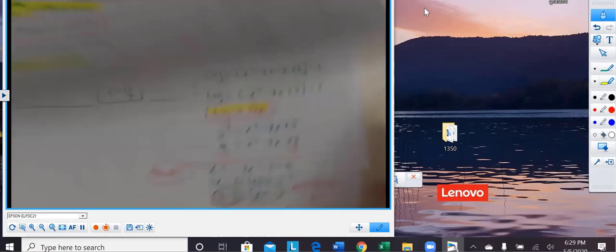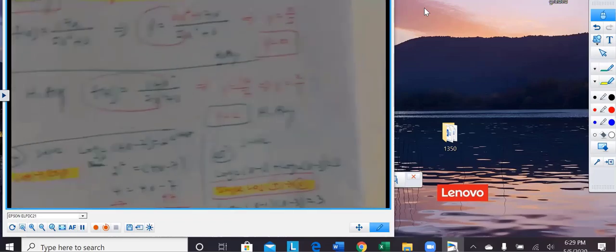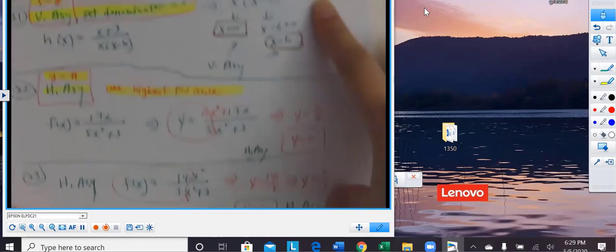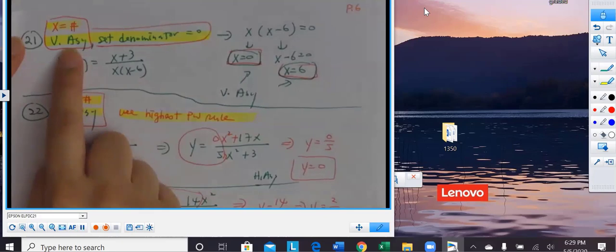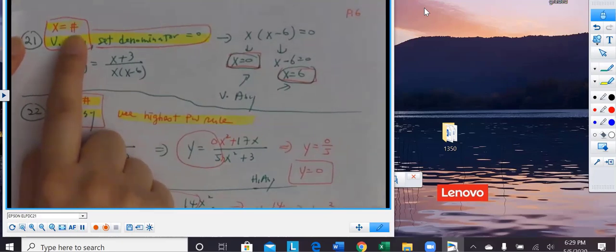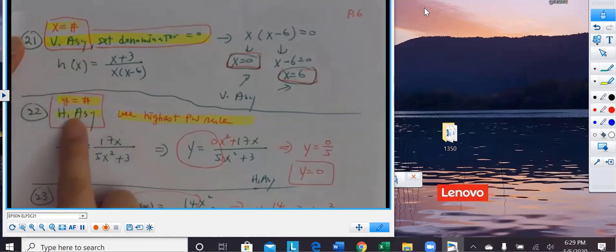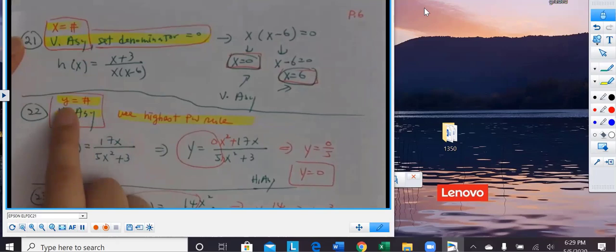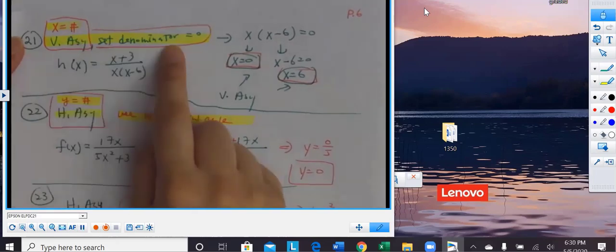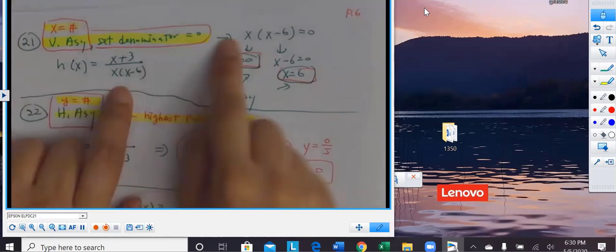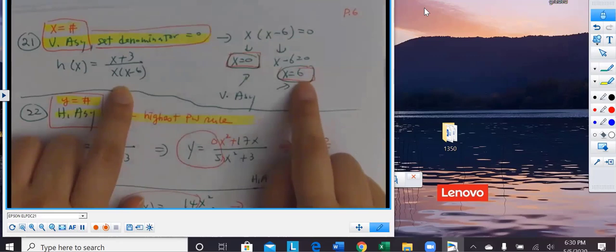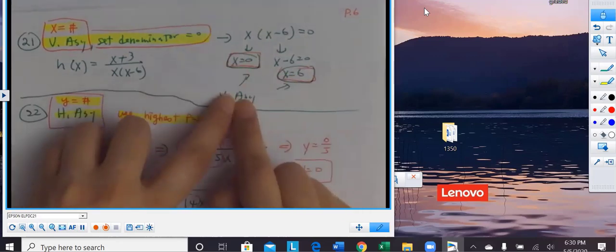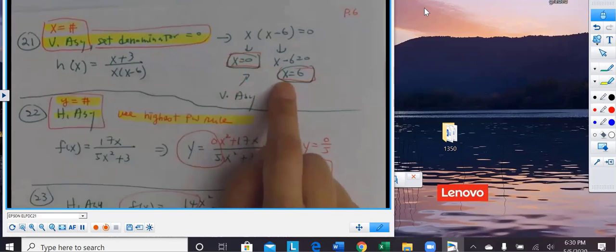Okay, so numbers 21, 22, and 23 are about the asymptote. If they need you to find vertical asymptote, which is a vertical line, the answer has to be x equal to a number. Horizontal asymptote is a horizontal line, so it has to be y equal to a number, okay? So for vertical asymptote, basically you just set the denominator equal to 0. So I set the denominator equal to 0, so x equal to 0. x minus 6 equal to 0, so x equal to 6. So those two are my vertical asymptotes. Make sure you write down x equal to, okay?